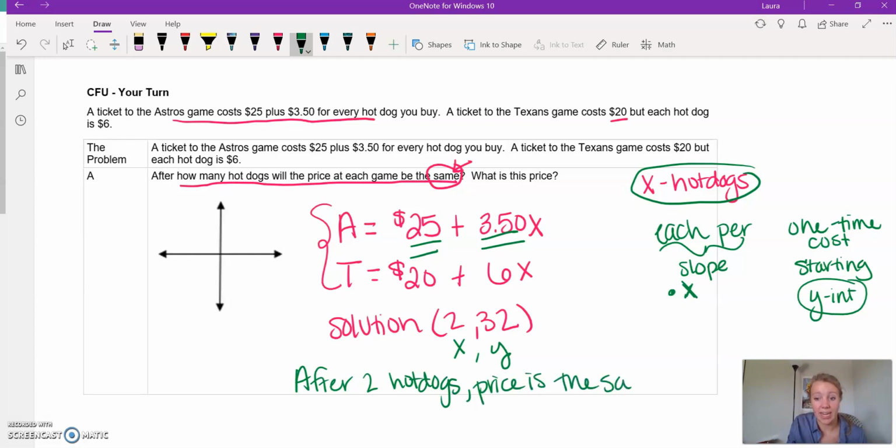And what is that price? Well, this equation was for the total price, and that's the Y value, which is $32. So make sure you answer what the question asks. If it says, what is the price, that would be the Y value. So make sure you understand what your X's and Y's are so that you can answer the question correctly.